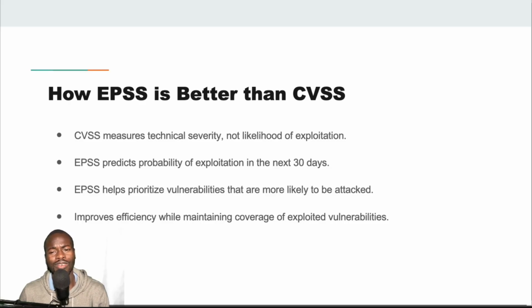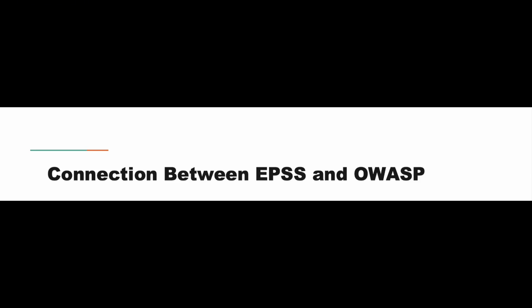By focusing on vulnerabilities that are more likely to be attacked, teams can prioritize more intelligently instead of patching everything blindly. As noted by researchers at FIRST and Cynthia, this approach greatly improves efficiency because organizations spend less time on low-risk issues while still maintaining coverage of those that truly matter. Slide 5. Connection between OWASP and EPSS.